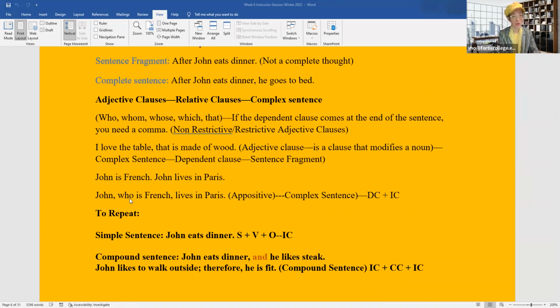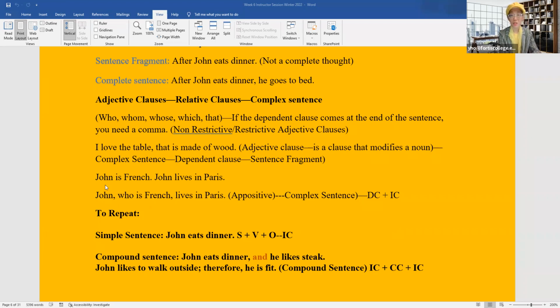So John, who is French, lives in Paris. And so when you have who, whose, which, that, you have to have two commas. So you put the comma before the dependent clause, and you put the comma after the dependent clause. So you need two of them. And here, this adjective clause modifies John. Who is John? John is French.